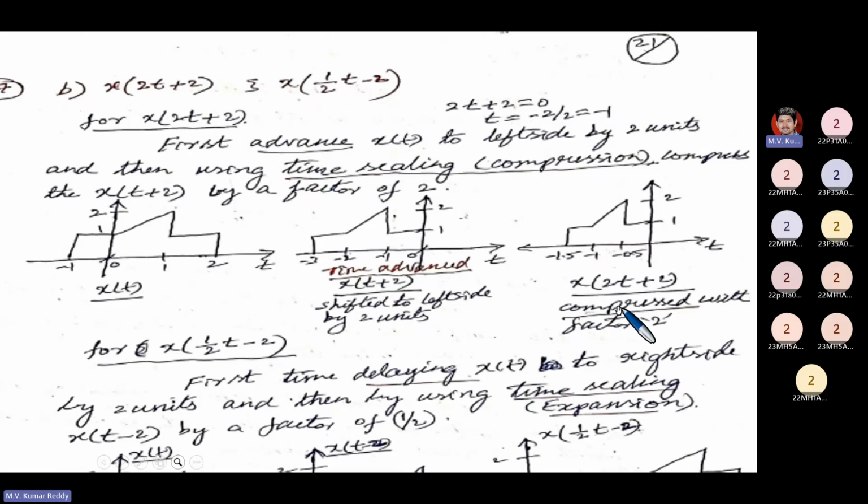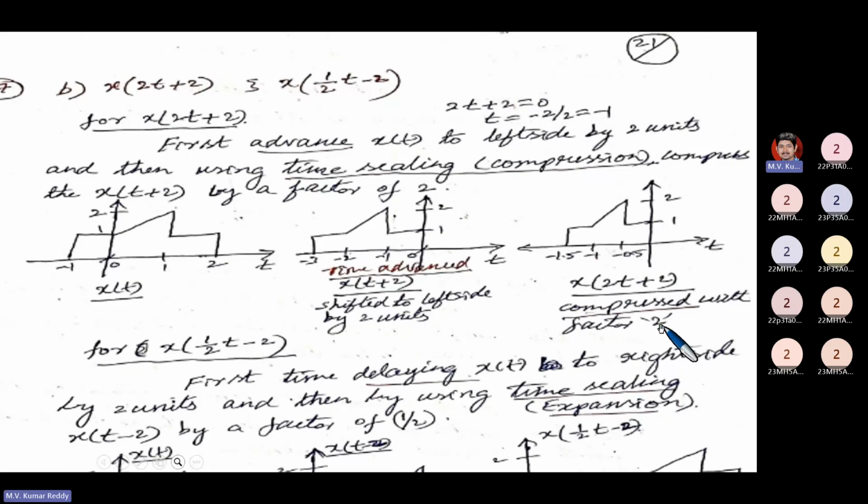Here the property we use is called time scaling. In time scaling we have 2 types: one is compression and the second is expansion. This property is called time scaling, compressed with factor 2. Here what is the factor? 2. This is the first problem completed.